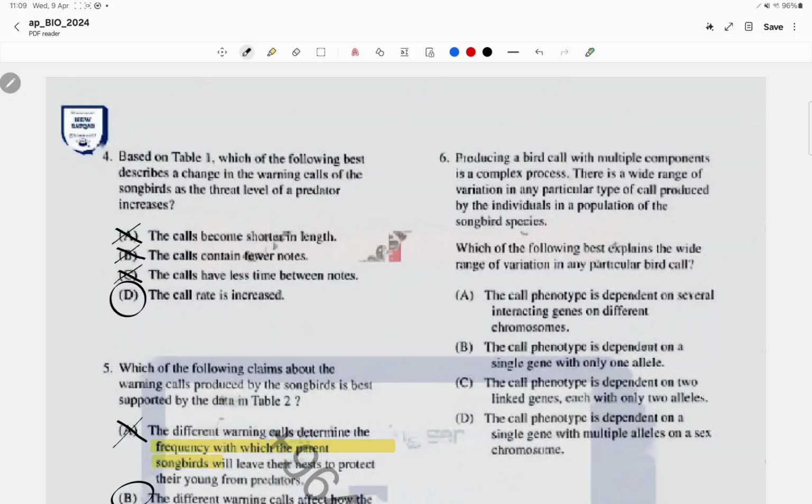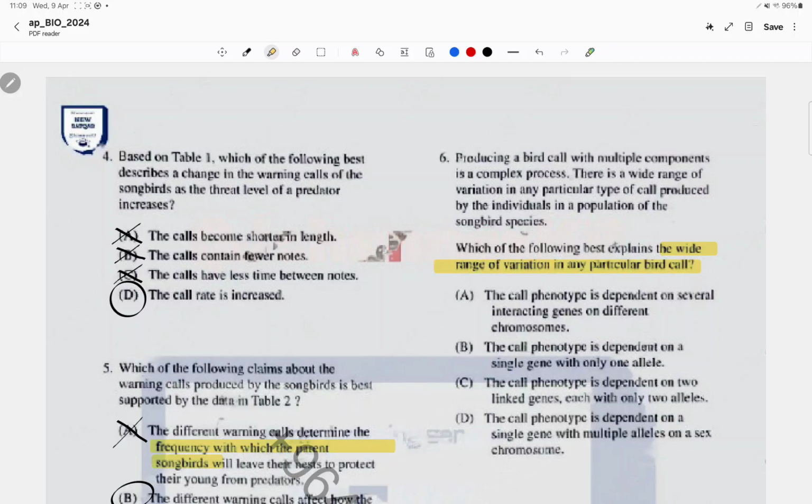Now, producing a bird call with multiple components is a complex process. There is a wide range of variation in the particular type of a call produced by the individuals in a population of the songbird species. Which of the following best explains the wide range of variation in any particular bird call?